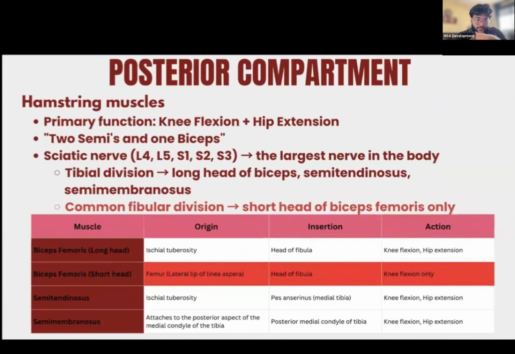Okay, so again, talking about the innervation, all of the muscles are supplied by the sciatic nerve. So you have two divisions of the sciatic nerve. You have the tibial division and the common fibular division. The tibial division is responsible for all of the muscles except for the short head of the biceps. The common fibular is the one that's responsible for the nerve supply of the short head of the biceps femoris.